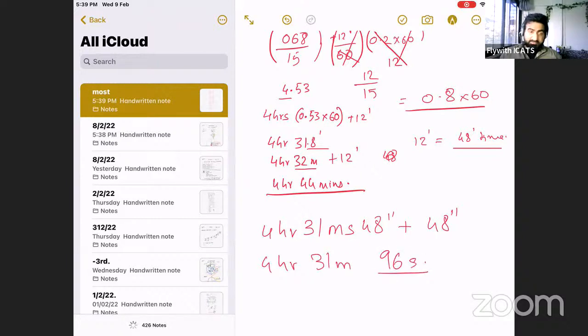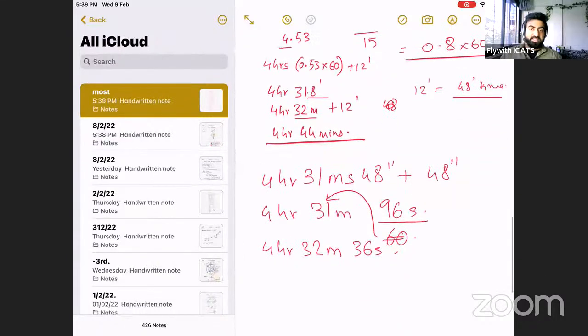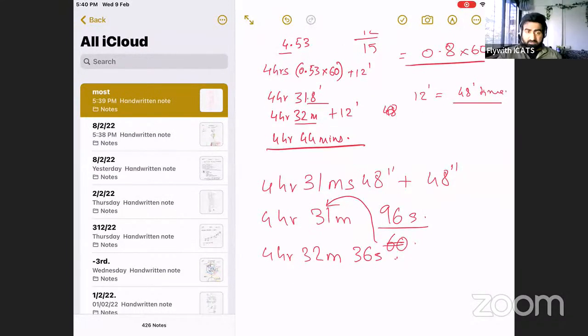Out of 96 seconds, you have to divide it by 60 actually, but here the division will not happen. You take 1 minute, that is 60 seconds, and you give it here. So 4 hours, 32 minutes, and whatever is left over here, 96 minus 60 is 36 seconds. This is an accurate answer to that value: 4 hours, 32 minutes, 36 seconds. Now that is my LMT. Yeah, that is basically the conversion of the arc.